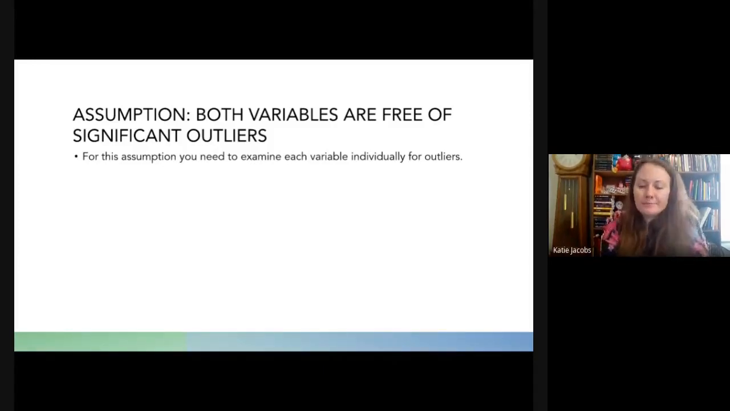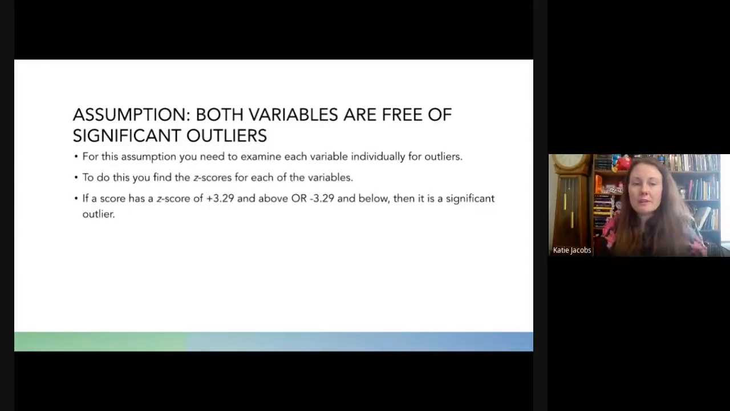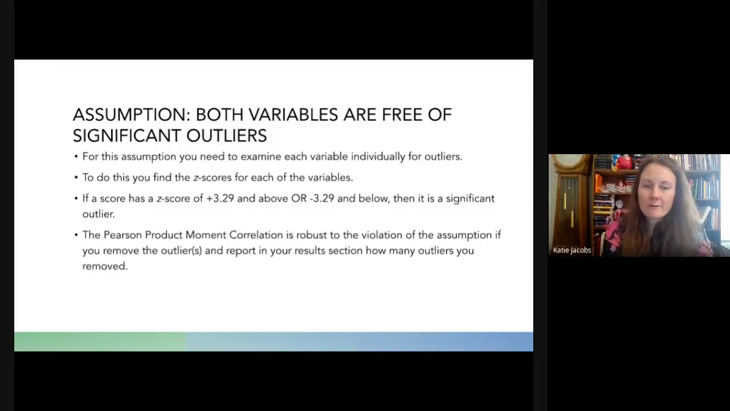Okay, and then with that, we see if we have any z-scores above 3.29 or below negative 3.29. And if we do, then we have outliers. So the Pearson product moment correlation is robust to the violation of this assumption only if we remove the outliers and then report in our results section how many outliers we took out and why we took them out.